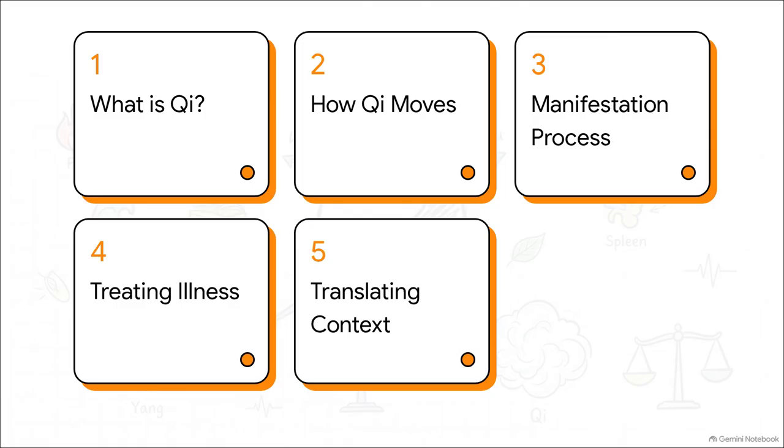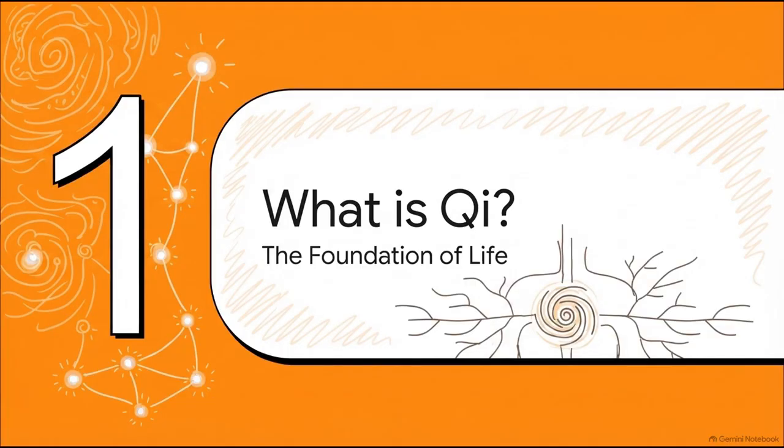So here's our roadmap for this explainer. First, we'll establish what qi actually is. Then we'll look at how it moves, the manifestation process, how this applies to treating illness, and finally, translating that TCM context for the modern world. Starting right off with Section 1. What is qi? The fundamental foundation of life.